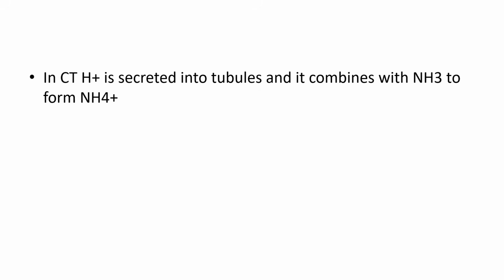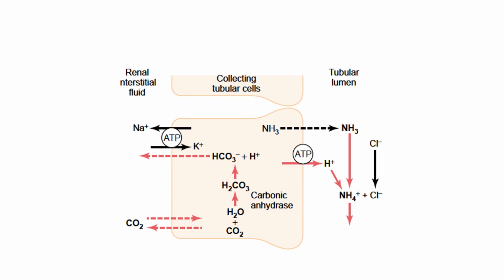So in the collecting tubule, H plus is secreted into the tubule and it combines with ammonia to form ammonium ion. So with glutamine we are getting 2 bicarbonates, but with ammonia filtered in the collecting tubules, H plus binds to form ammonium, and this is excreted out, and we are getting 1 new bicarbonate.